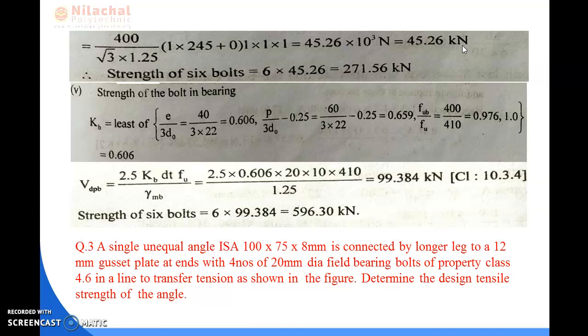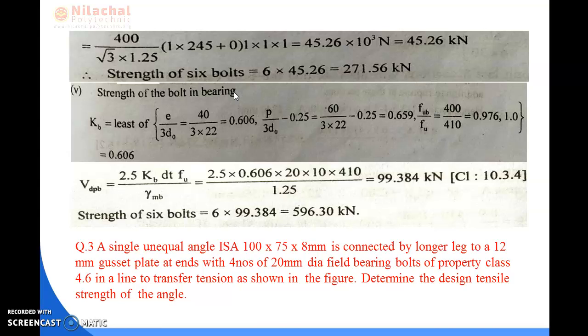So, in this case, the number of bolts is 6. So, for the total design strength in shearing, we have to multiply the number of bolts with the design shearing strength. So, 6 into design shearing strength 45.26 equals 271.56 kilonewton. So, now comes the second part, which is the design strength of bolt in bearing.